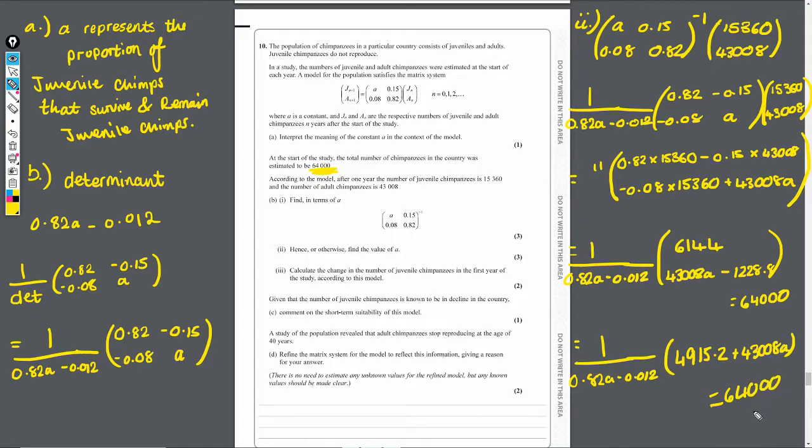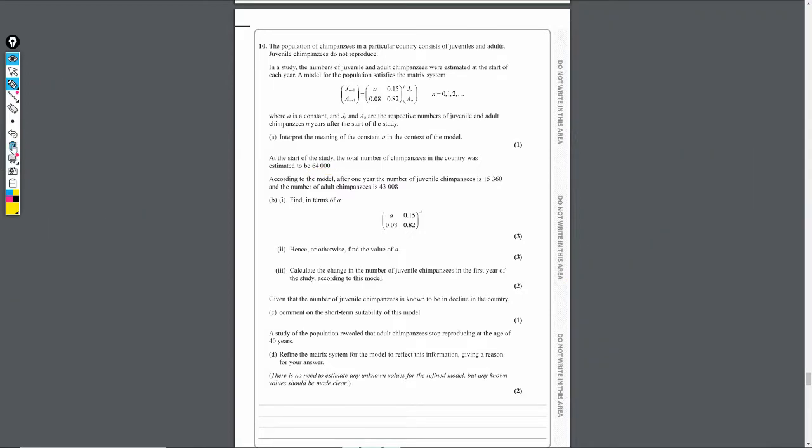So now this just has to be solved. What I can do is multiply both sides by 0.82a minus 0.012. I'm just going to clear everything here and then start multiplying through. Multiplying through, the left hand side would just cancel. I'd get 4,915.2 plus 43,008A. This will be equal now to the right hand side times that bracket.